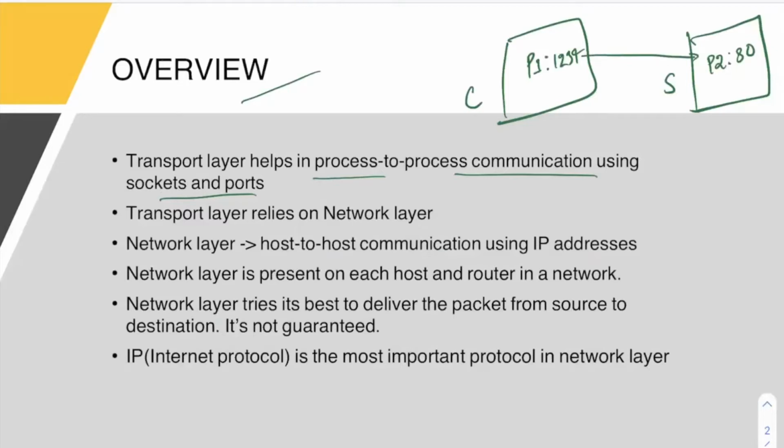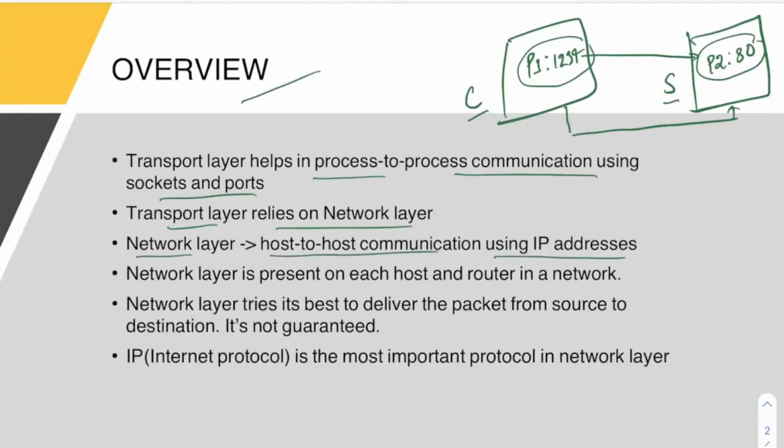But for transport layer to make this communication successful, first this data has to go from this client host to the server host. So how will that happen? That is done with the help of networking layer. So transport layer relies on network layer to transmit the data. Now, network layer is basically host to host communication using IP addresses. Transport layer is process to process communication between two different processes on different hosts. But network layer is host to host communication. So how can this host communicate with this host, not between processes?